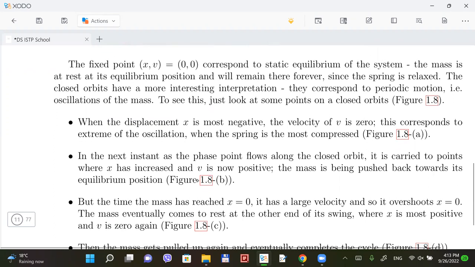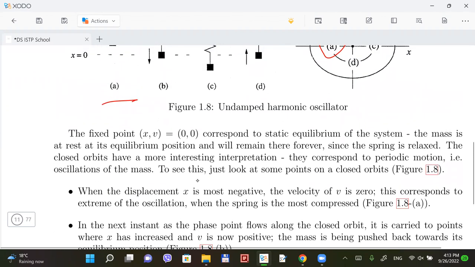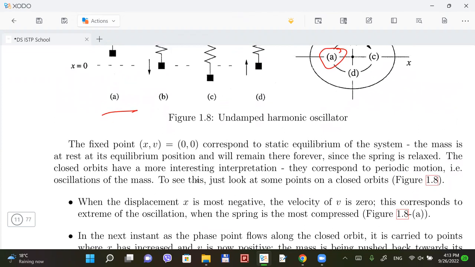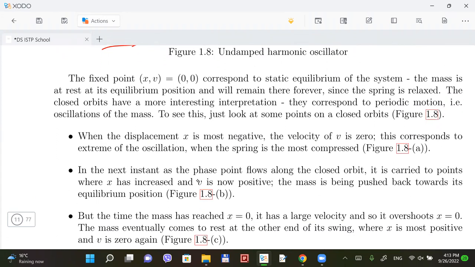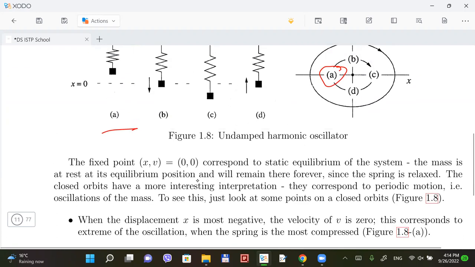Yeah. So, okay. The first position is where the displacement is negative, but the velocity is zero. So we are up and the spring is most compressed. Next, the phase point moves in this direction, so we are moving in the clockwise direction. So we are moving along the closed orbit and x is increasing, but v is now positive.